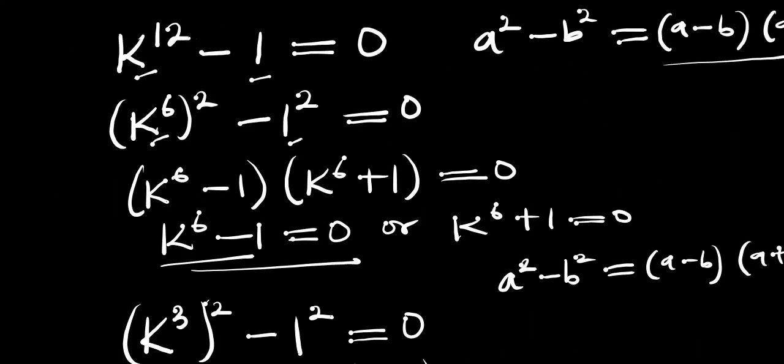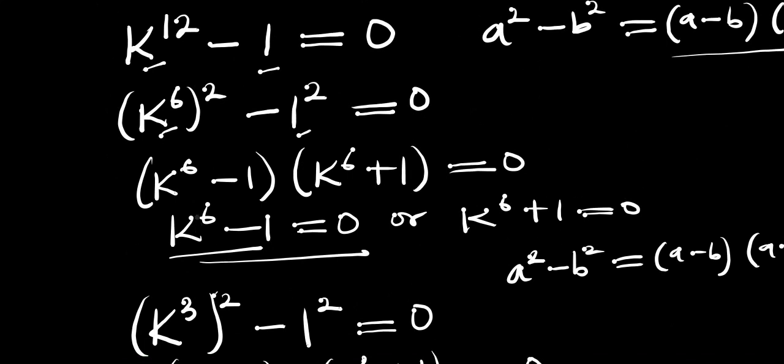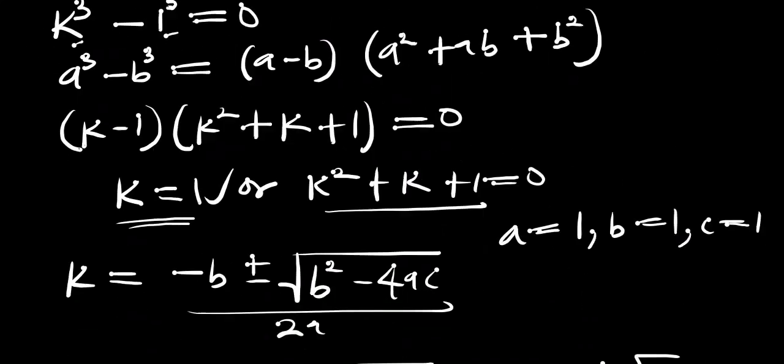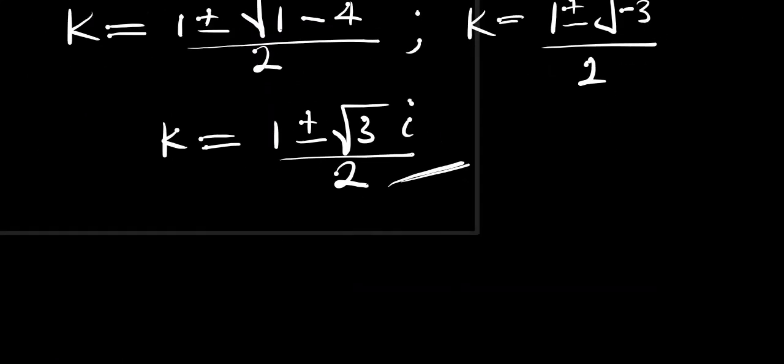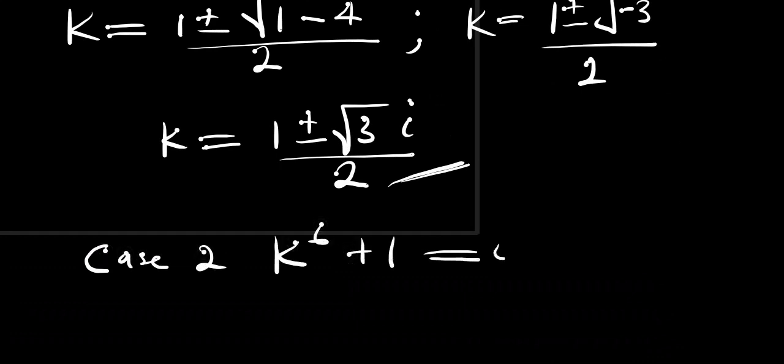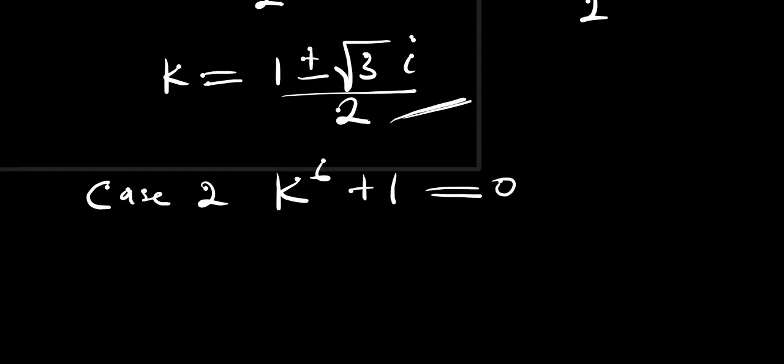Remember what we had here? We are done with the first, k power 6 minus 1. Now let's consider this k power 6 plus 1. So we go back here. Let this be our case 2: k power 6 plus 1 equals 0. Let's solve this and have another 6 solutions.